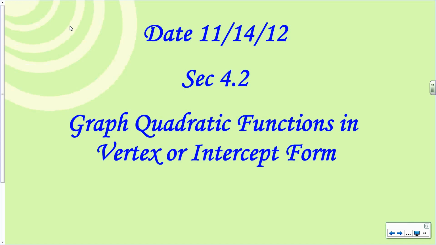Yes, this is the first one in chapter 4. So we are going to do 4.1. I just didn't like the way they did it in the book, so I'm switching them around. Okay?